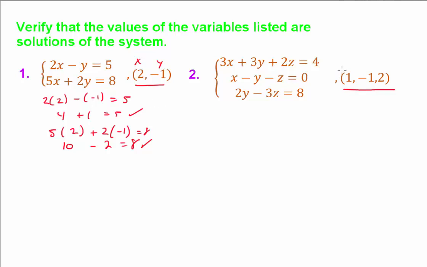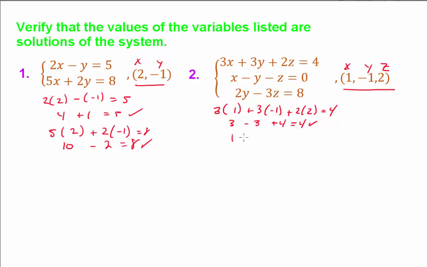For the second problem, you'll notice I have 3 equations with 3 variables. The first variable is x, then y, and then z. And in our ordered triple, z is always represented as the third value. So again, let's substitute these in for each equation and verify that in fact they make true statements. So 3 times 1 plus 3 times -1 plus 2 times 2 is equal to 4, which makes this 3 minus 3 plus 4 is equal to 4, and that does in fact check out.